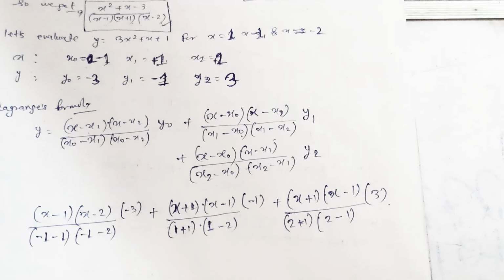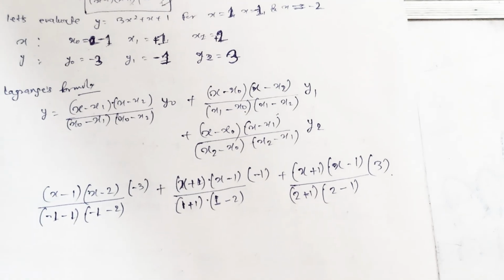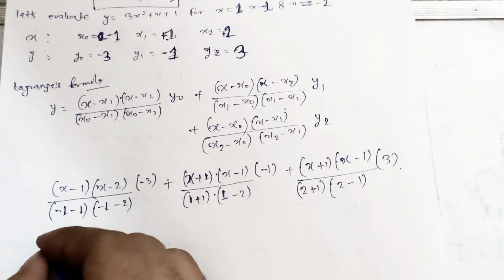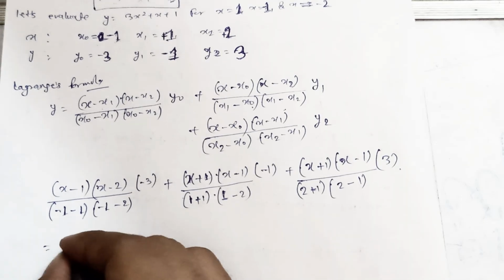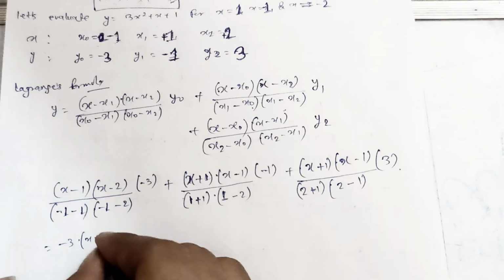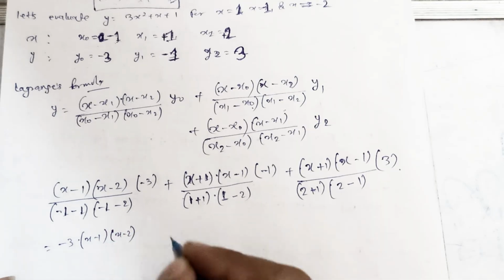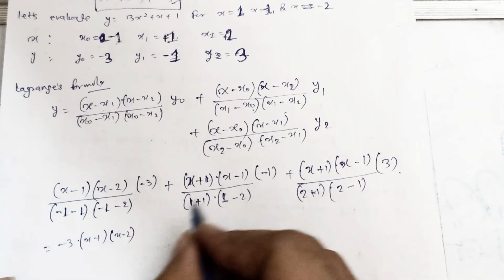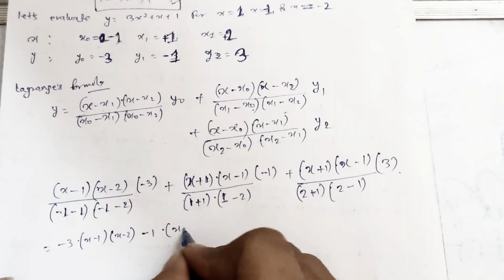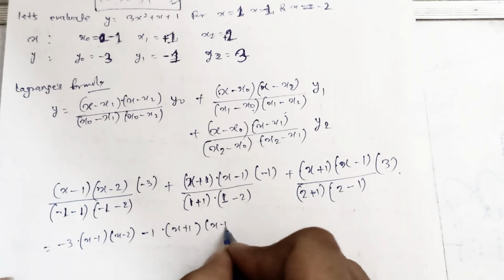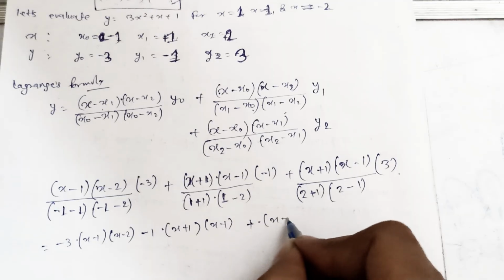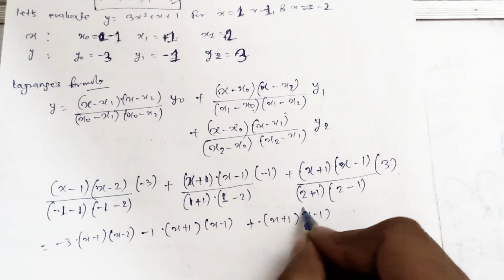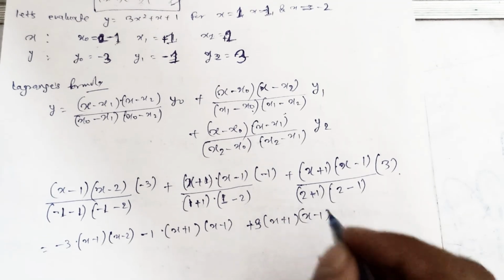So now we need to evaluate it. What are we going to get? It will be minus 3 into x minus 1 into x minus 2, and again here we'll get minus 1 into x plus 1 into x minus 1. Then again we get plus x plus 1 into x minus 1. Here it will be 3.